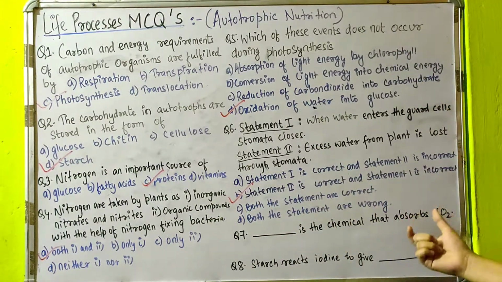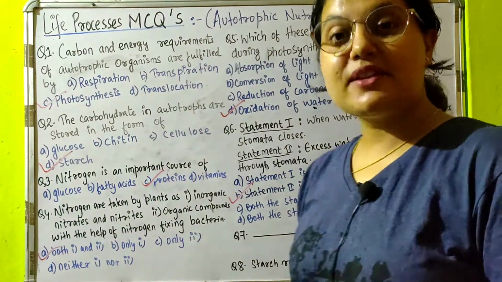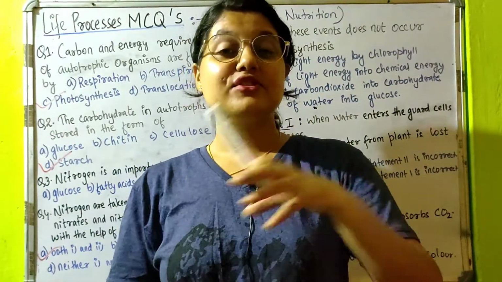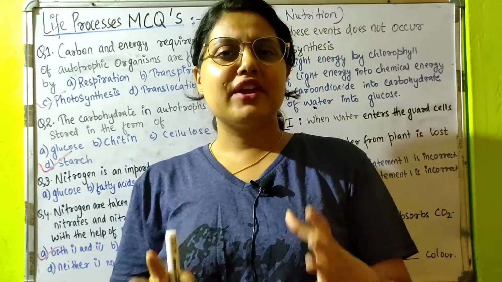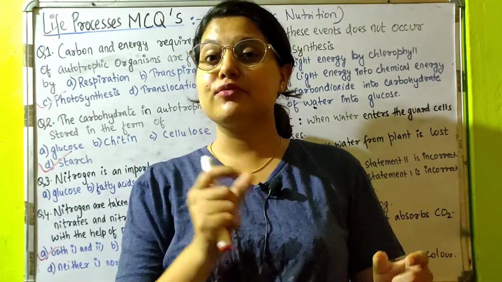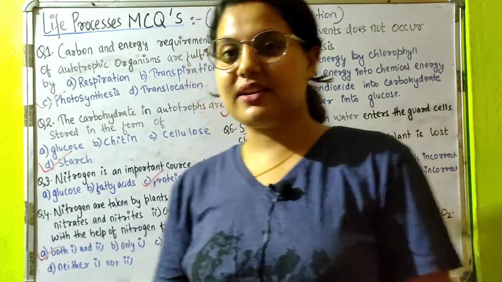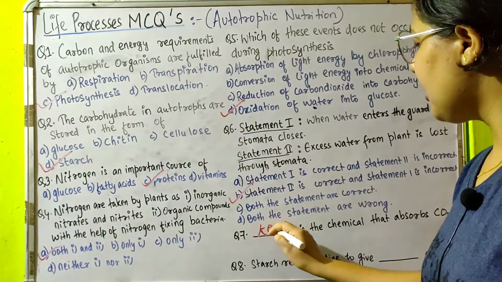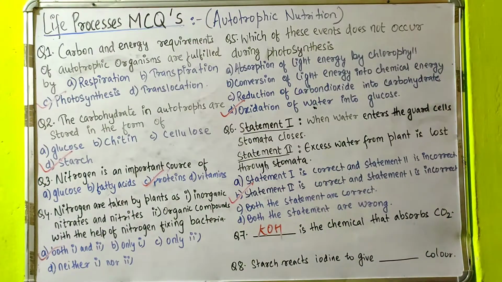Now come to question 7, students. Dash is the chemical that absorbs CO2. Now in your book there is one experiment where we are using one chemical which absorbs CO2, and we are not finding starch in the leaf of the plant near which we placed that particular chemical. That is KOH, that is potassium hydroxide.